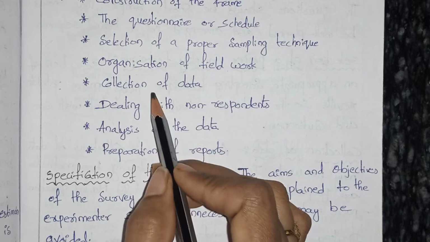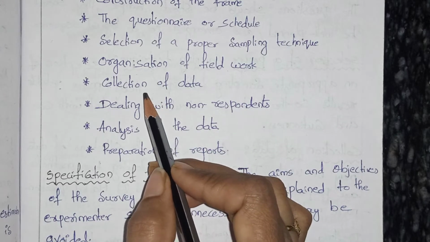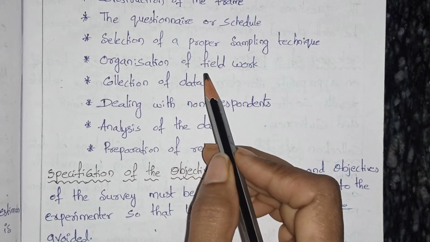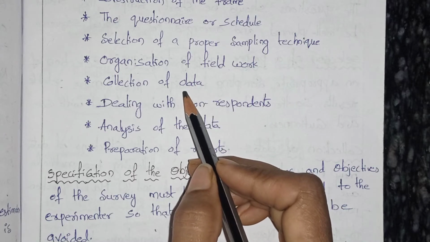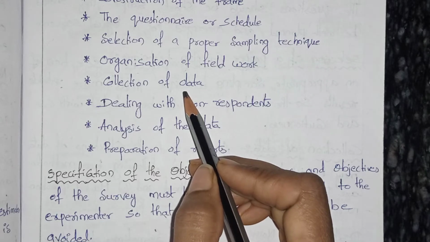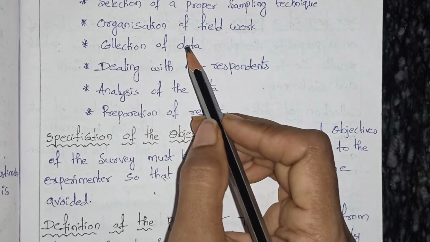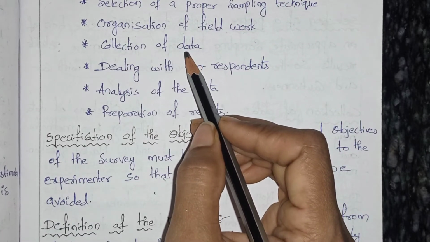These both have similar meanings. Collection of data, as I told you in organization of field work, has the same meaning. That means how to collect the data, from where we have to start, how many days our survey contains, all this comes under collection of data. With whom we have to start the survey, all this.